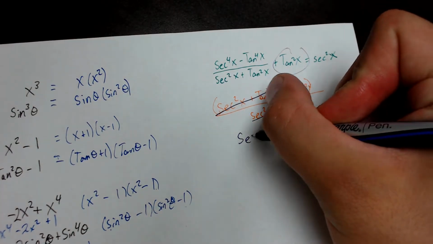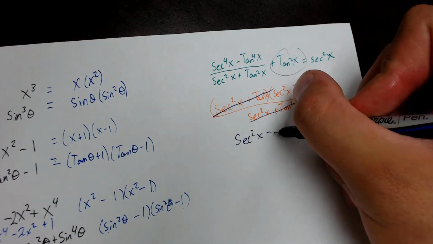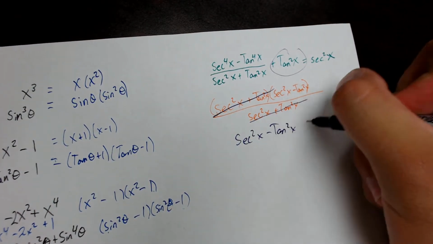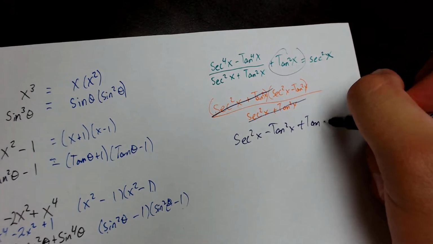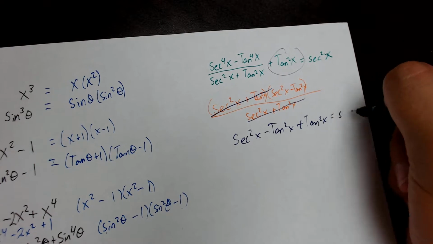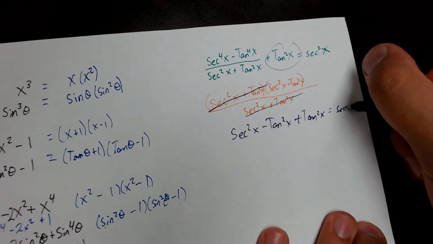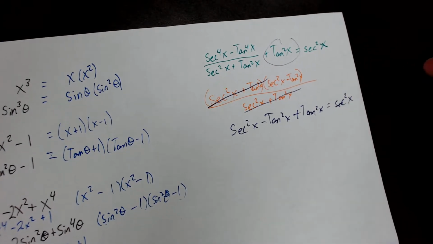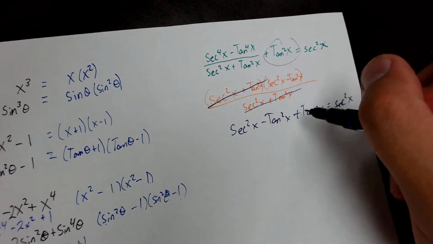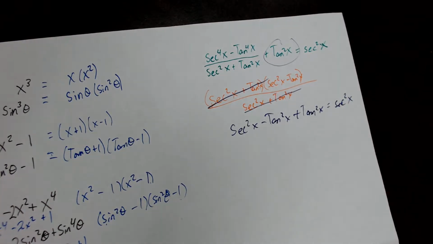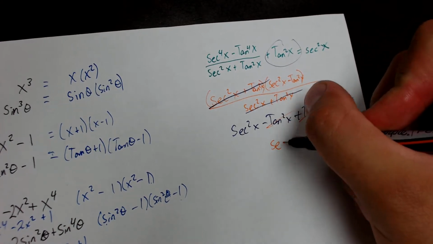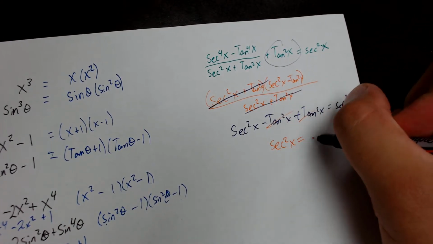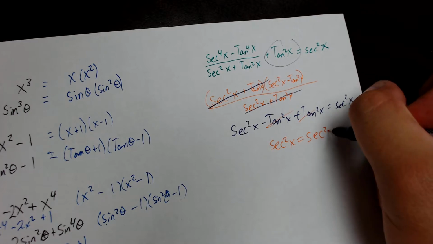So now I have secant squared of x minus tangent squared of x plus tangent squared of x equals secant squared of x. All right, and both of these terms are just going to cancel. So if you have plus a number then minus a number, they cancel each other out. So then you end up with secant squared of x is equal to secant squared of x.